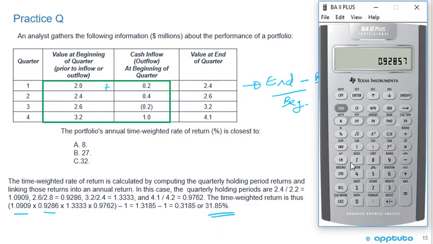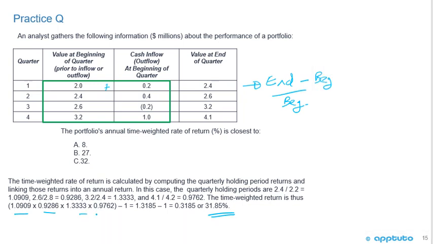So for the next one, it's going to be 3.2 divided by 2.4, because we had 2.6, but we took some money out of the fund, so we had 2.4. So that's going to be 3.2 divided by 2.4, and that's going to give us 1.3333. And then finally the last one, 4.1 divided by 4.2. So that's going to be 4.1 ending divided by 4.2 at the beginning, 0.97619. This has just been a little bit rounded.